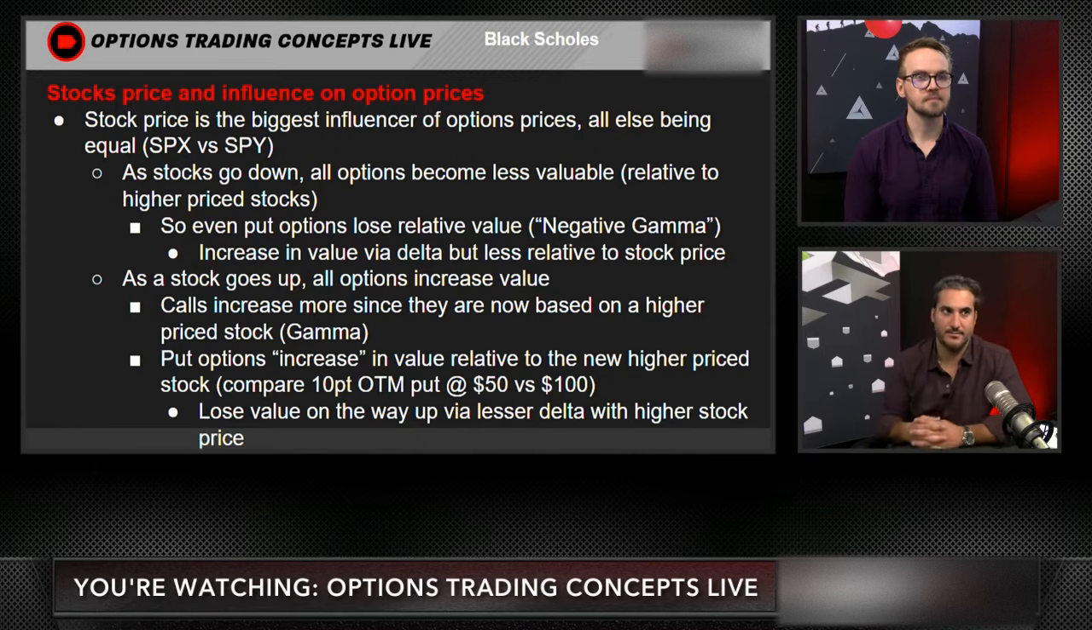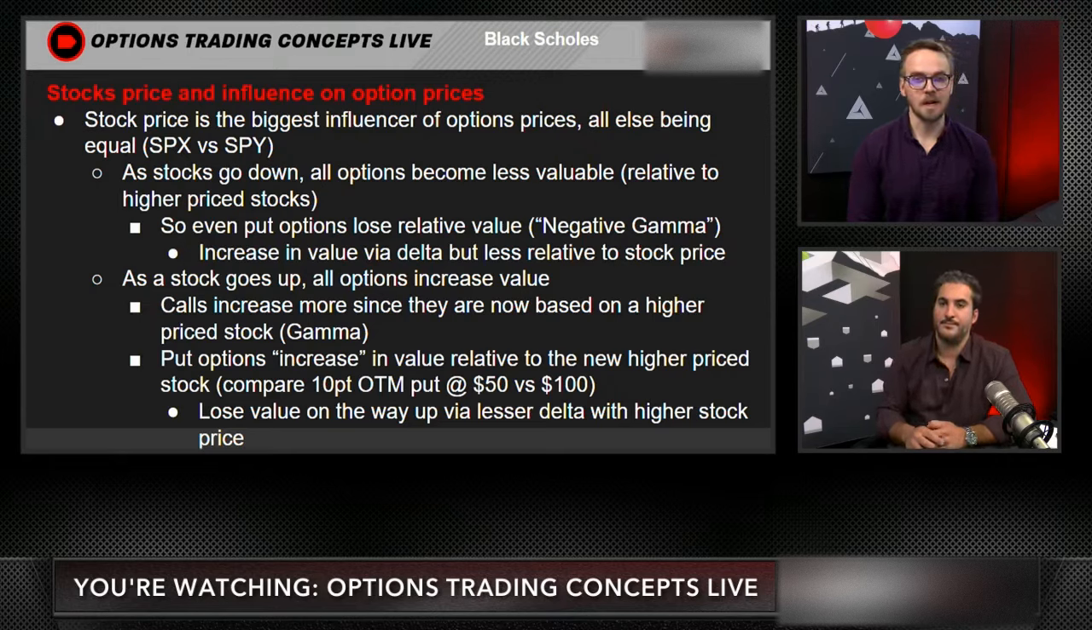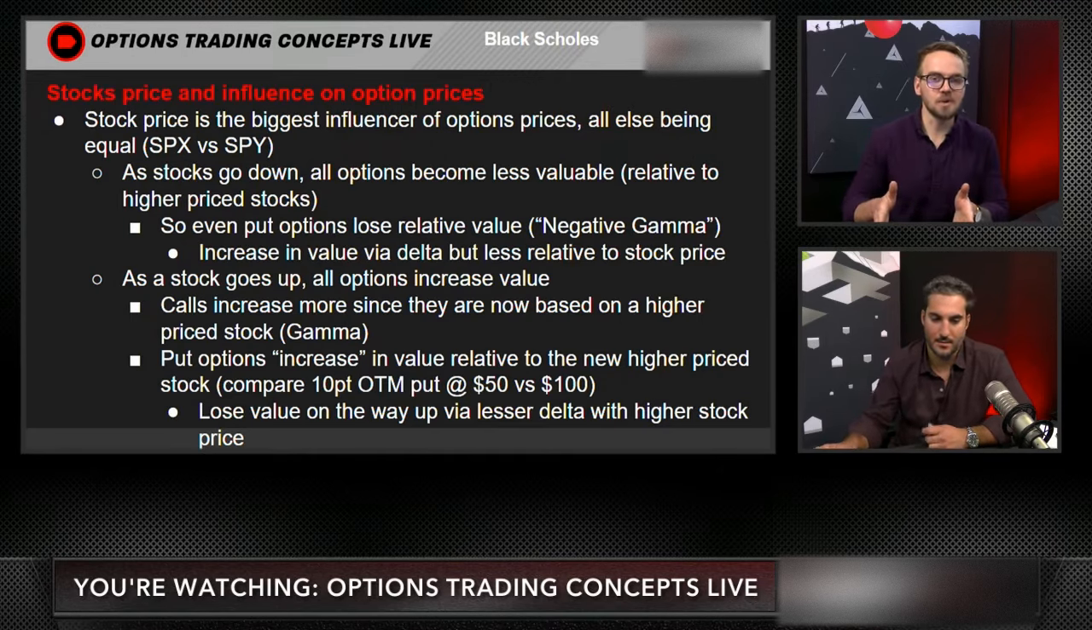Yeah, and if a stock is going up and you already sold the put, it's going to lose value, of course. But this point here is the most important thing: comparing a 10-point out of the money put at 50 versus 100. If you're looking at an out of the money put that's 10 points out of the money on a $50 stock, let's say it's trading for $1, and then you look at a 10-point out of the money option on a $100 stock, it's going to be trading for more than $1. Yeah. And that's the relativity of where the stock price is and where your short put is.